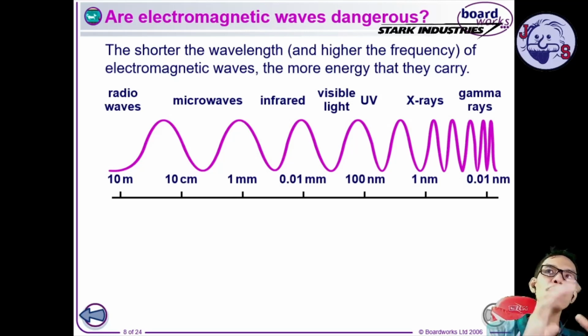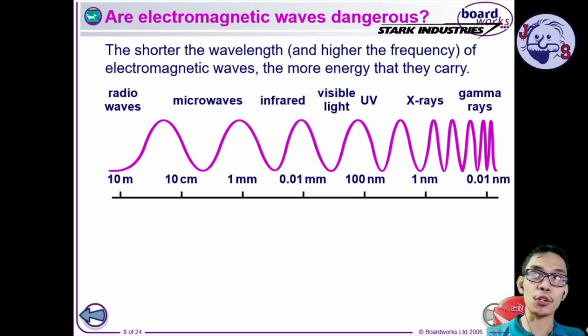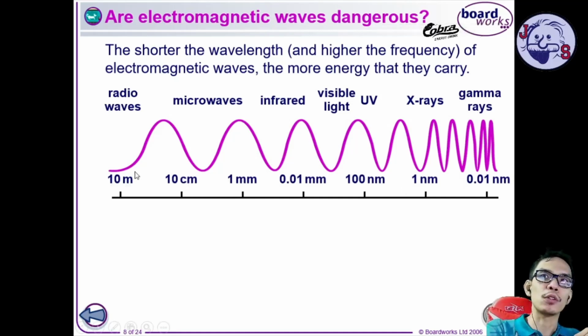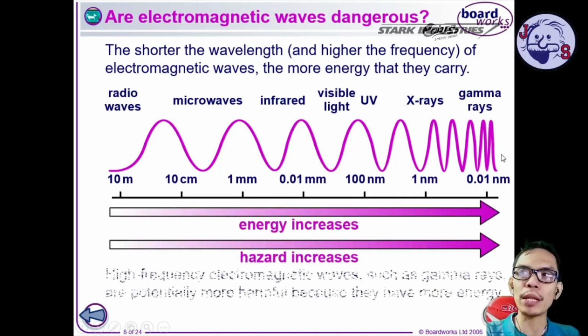We all know that the shorter the wavelength, the higher the frequency. Also, the shorter the wavelength, the more energy that the wave carries. As you can see here, the wavelength varies in meters. The longest one is around 10 meters on the radio wave, and the shortest is found in gamma rays.